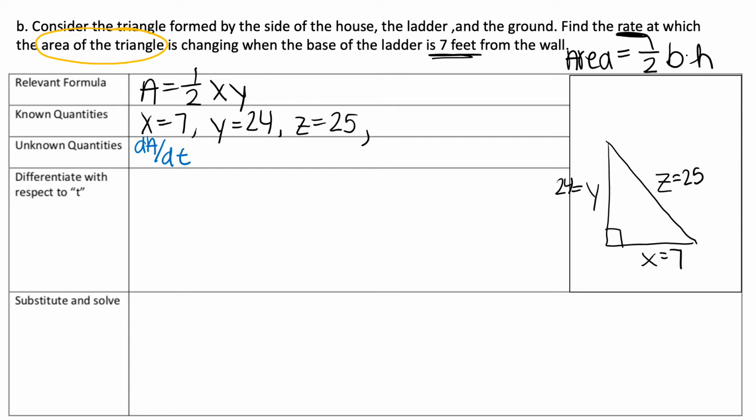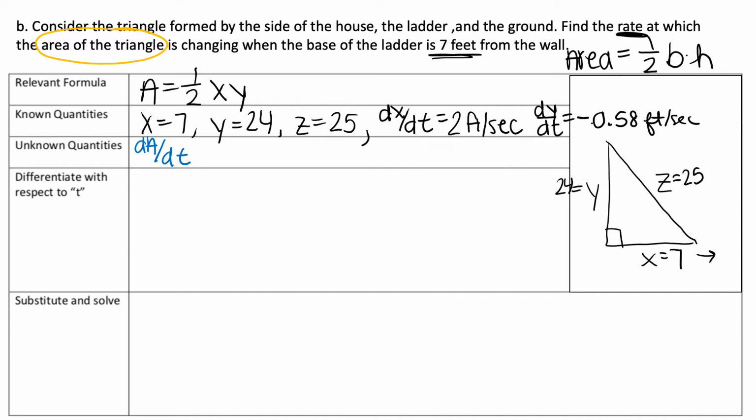And then something additionally, so we know that the base of the ladder, from our last problem, dx/dt, is changing at a rate of 2 feet per second. And we know that what we solved for in our last problem, dy/dt, is equal to negative 0.58 feet per second. So we have a lot of information going into this.